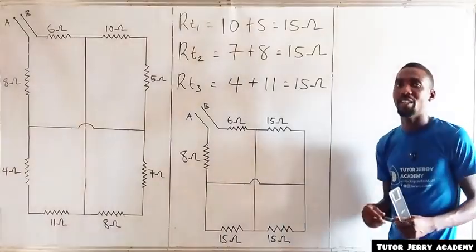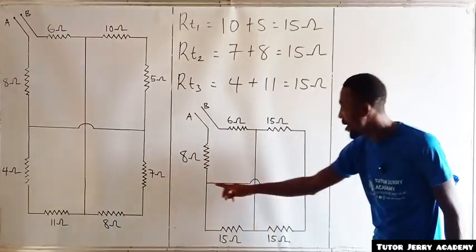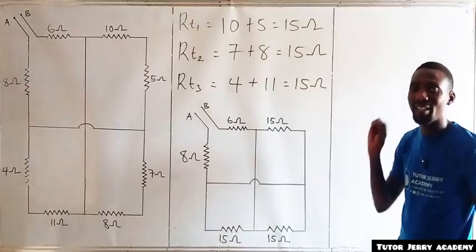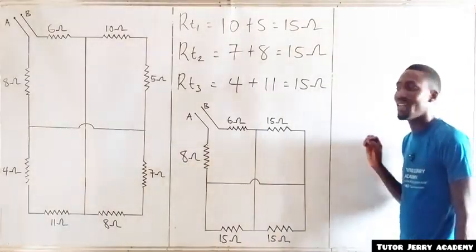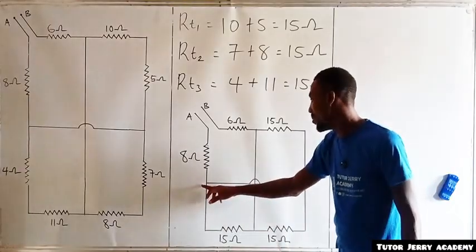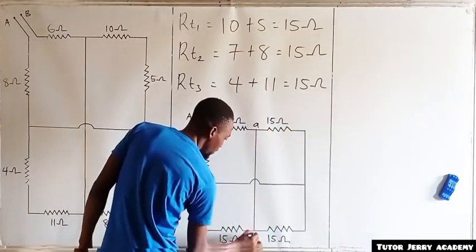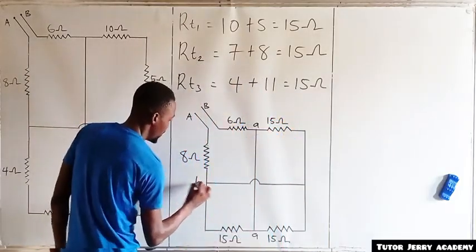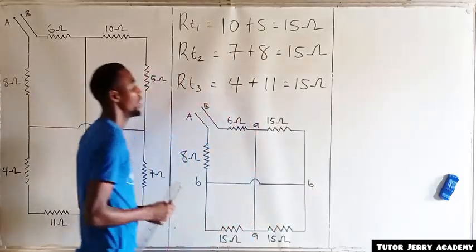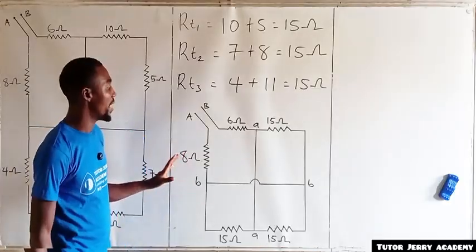Now, don't forget, I told you that we are having an ideal wire. This one here is an ideal wire. This one too is an ideal wire, and every point on an ideal wire is the same. So if this place is A, this place too will also be A. If this place is B, this place too will also be B. All right, so A, B, and B.